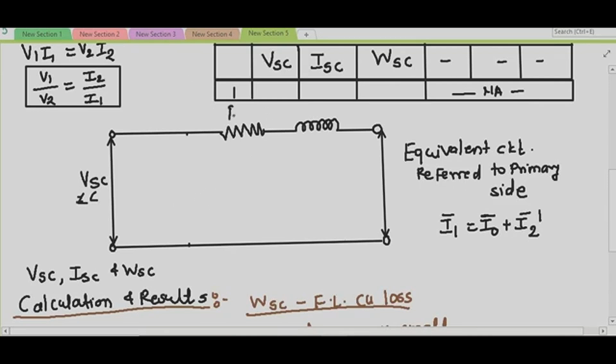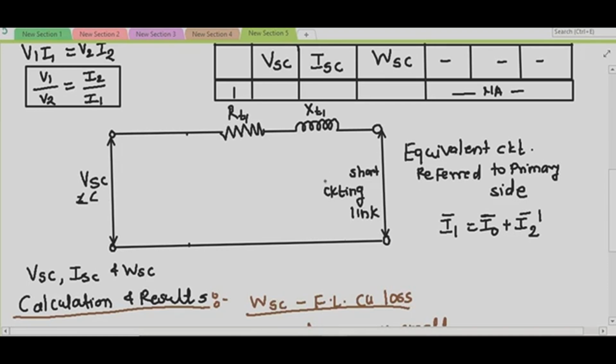Now, what is this? This is your RT1. What is RT1? Total resistance of the transformer referred to the primary side. And this is your XT1, the total reactance of the transformer referred to the primary side. And this is your short circuiting link, because we are performing the short circuit test.